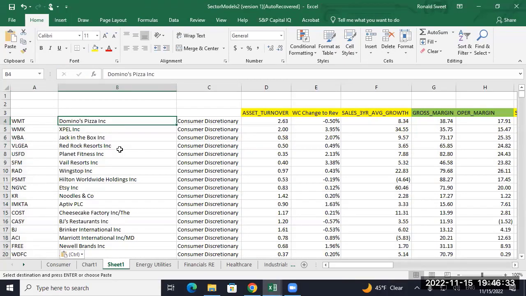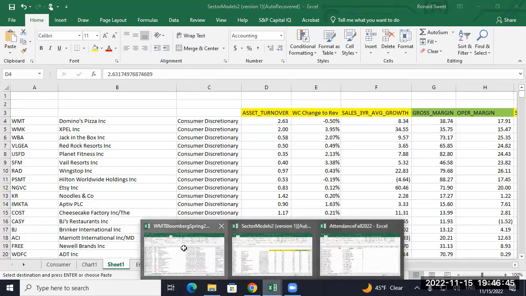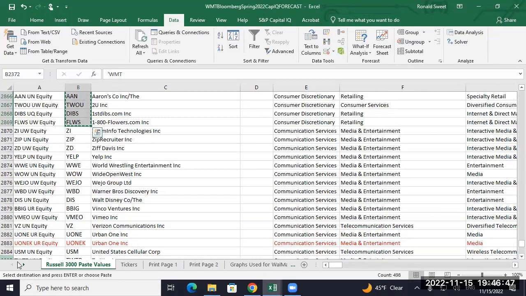The company name is probably in Capital IQ, I would guess. We could try it, but I'm not going to do it right now. So let's try one of these. So let's look at this formula so we can get used to this formula so you kind of know what Capital IQ is doing.